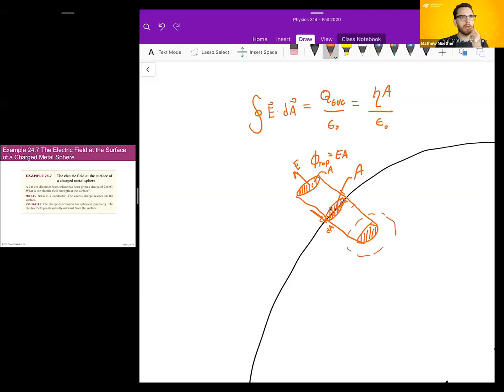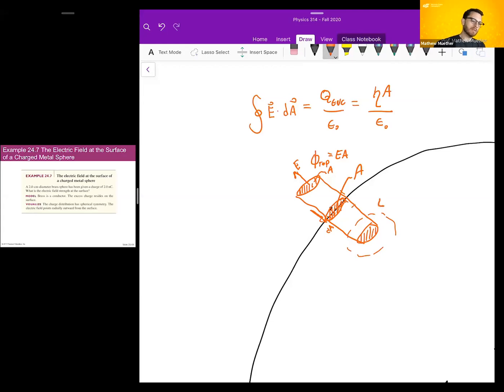What about the bottom here? What's the flux through the bottom of this Gaussian surface? Does anybody have any ideas? Maybe if you have an idea, you can type it into the chat. Now remember, we did this for a sheet of charge. For the sheet of charge, this was also E times A on the bottom, because there was this electric field that pointed downwards away from that line of charge.